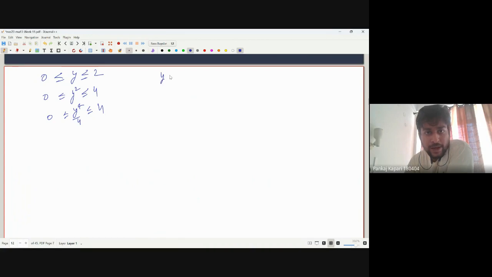Okay, but if y is strictly less than 1, then higher powers are smaller, right? Then y to power 4 will be less than y square. So if y is equal to half, then y to power 4 is 1 by 16, and y square is just 1 by 4. So 1 by 16 is strictly less than 1 by 4. But if y is greater than 1, then what will happen? Then the larger power must be bigger.